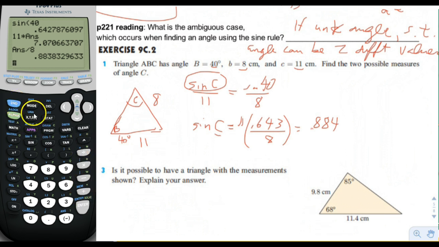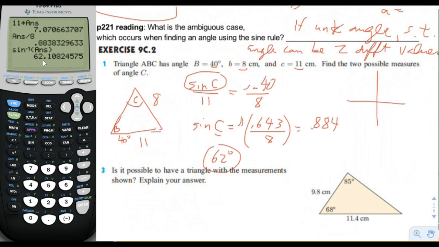The calculator is going to give us at least one answer. Second, sine inverse of 0.884 gives 62 degrees. So one of the answers is 62 degrees, and that's the one the calculator gives us. How do you find the other one? Well, the calculator is not going to give you the other one. You have to use what you know about the unit circle to say what angle that's going to be.